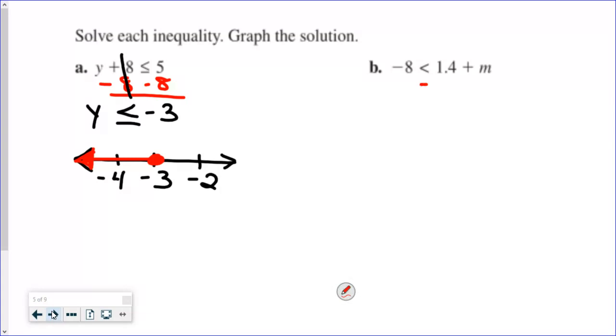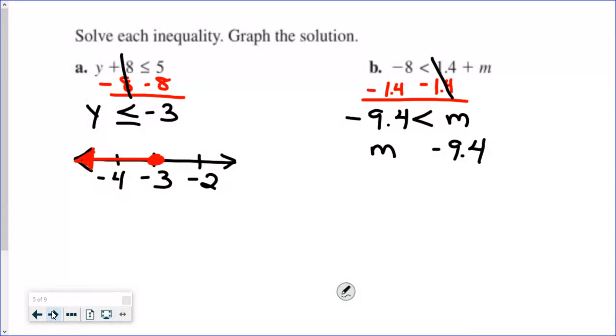Part B, subtract 1.4 from both sides. If you need your calculator, this would be a great time. -8 minus 1.4 is negative 9.4 is less than m, but I need the m on the left and the number on the right. Now the sign is eating m and the pointy part is going towards the number. So make sure it's like that.